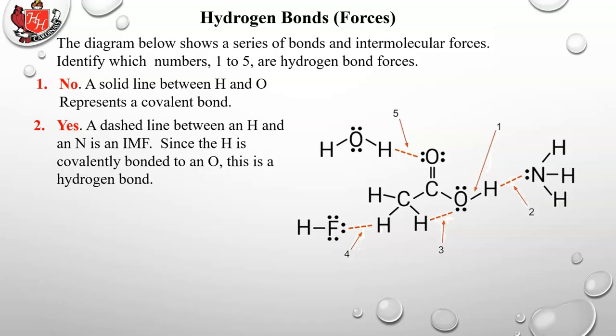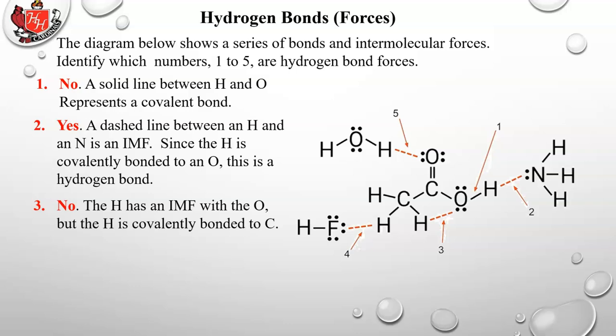Okay, look at number 3. Okay, so you have a hydrogen covalently bonded to a carbon, and its intermolecular force is attracting it to the lone pair of an oxygen. Well, carbon is not one of the 3 atoms. It's not a nitrogen, oxygen, or fluorine. So that would not be a hydrogen bond. So no, the hydrogen has an IMF with the oxygen, but the H is covalently bonded to the carbon, so that would not be a hydrogen bond.